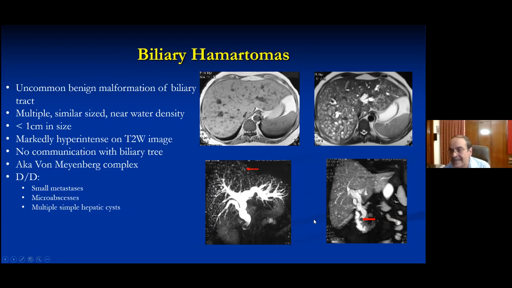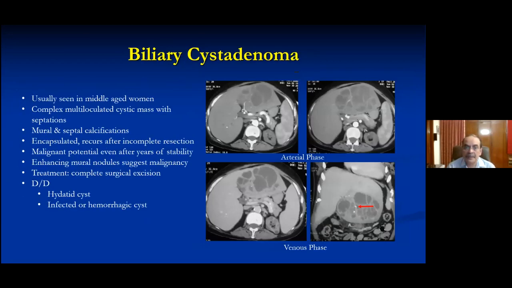They did not show any enhancement when we injected contrast. So we were certain that these are biliary hamartomas and not cholangiolar abscesses. Remember that they are biliary hamartomas. They do not communicate with the biliary tree.